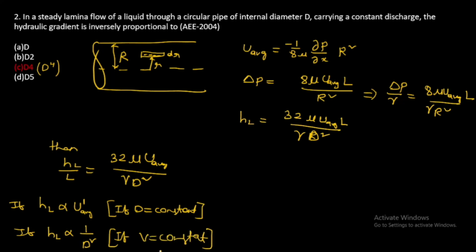But he does not say that velocity is constant. He said that discharge is constant. So we should not rely on this. If velocity is constant is asked, our answer will be d square. But here it is asking constant discharge. So we should further derive this.